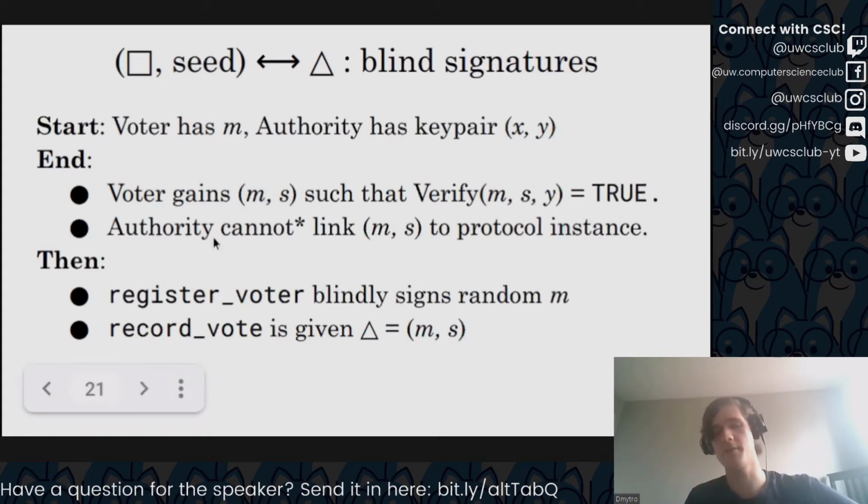And if you have a scheme that works like that, then this is fine, right? The voter picks a random message, gets it blindly signed. The authority doesn't see the message. And then at the recording time, it presents the message with a signature, and the authority knows that this voter had presented some credential that caused the authority to emit this signature. So this works provided you have a blind signature scheme. Okay, well, how would such a scheme work?